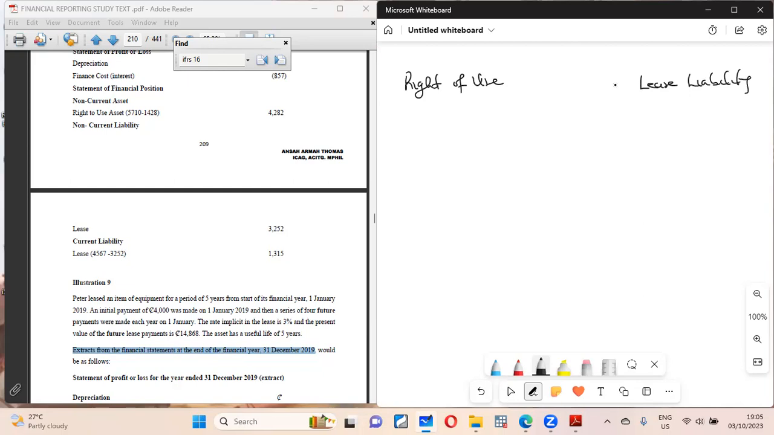So don't forget, it's a PV you are doing. And I gave you how to spot the discount factor. All right. But in this question, we are told that they've done the PV for us. They said that it's 3%, and the present value of the future lease payment is 14,868. How many years is the lease term in this contract? What's the lease term? 5 years. All right. So the future lease payment that they've done for us, how many years do you think that one was for? That one also is 5 years. Anybody else?